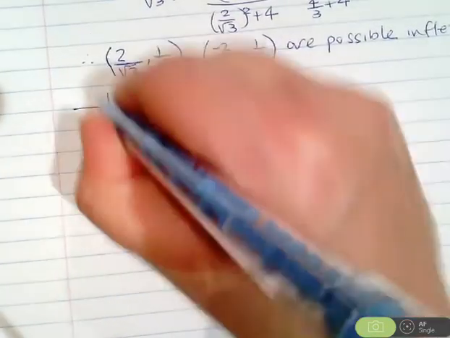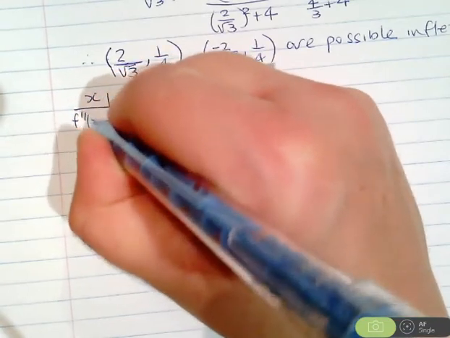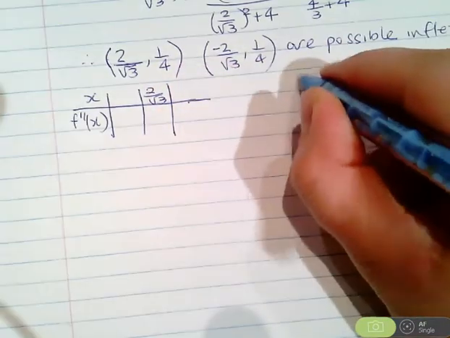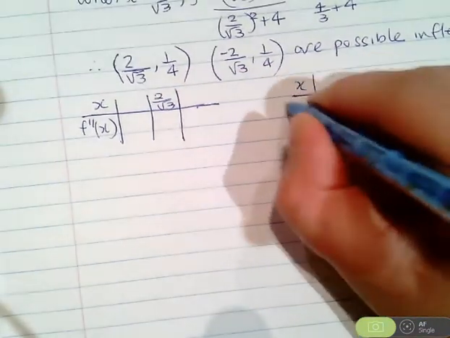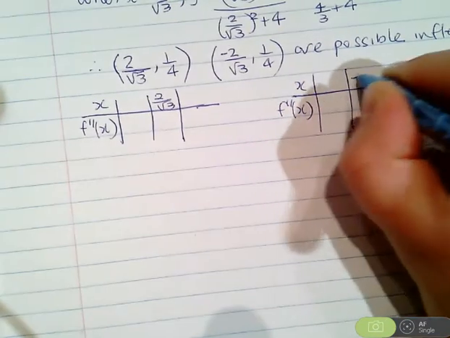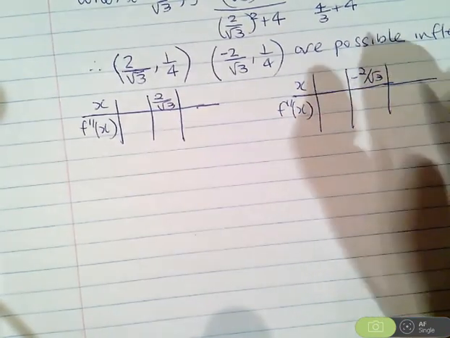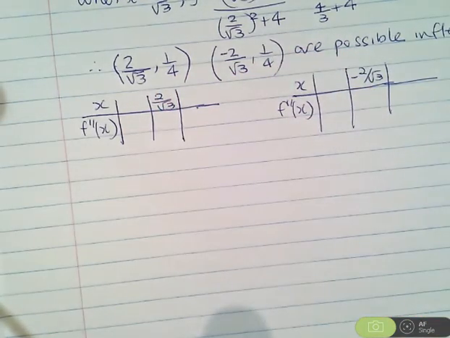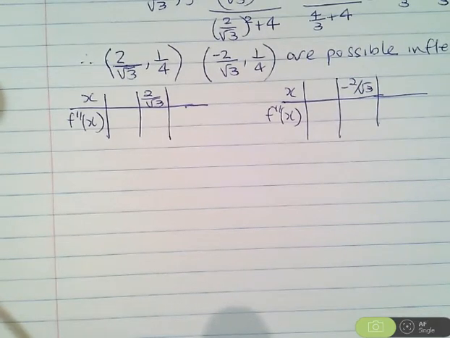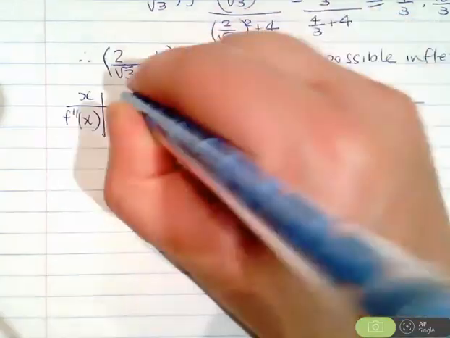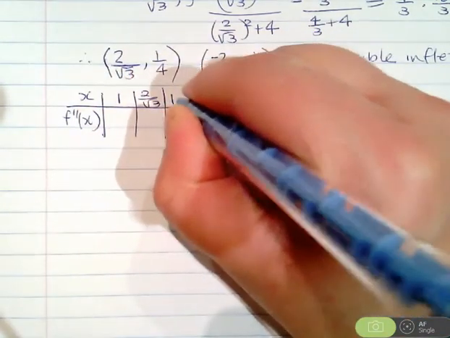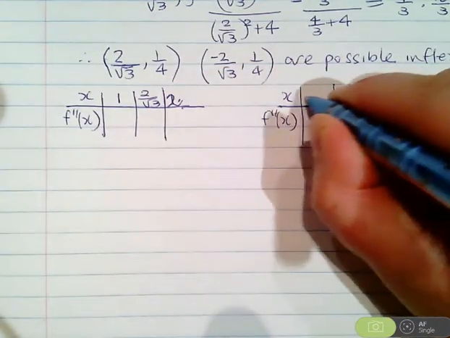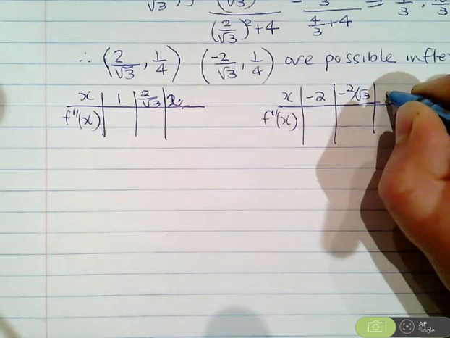So, checking concavity. So we've got x, f double dash x. We know that there is a possible inflection at 2 on root 3, and that there is a possible inflection at negative 2 on root 3. So, let's start. 2 over root 3, just need to work out what that is approximately equal to. Root 3 is approximately 1.15. So I'm just going to look at when x is 1 and perhaps when x is 2. Okay, and over here that's negative 1.15. So I'm going to do negative 2 and negative 1.